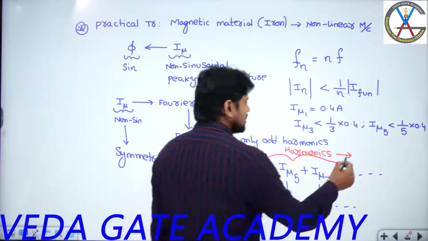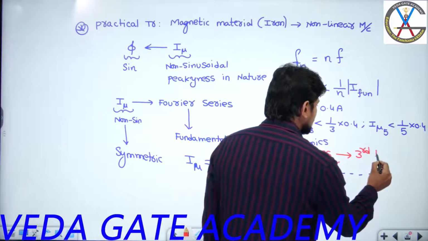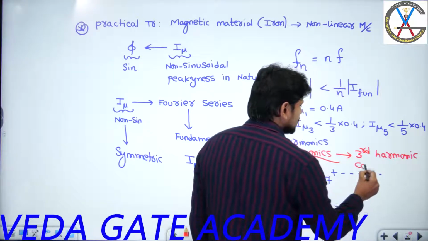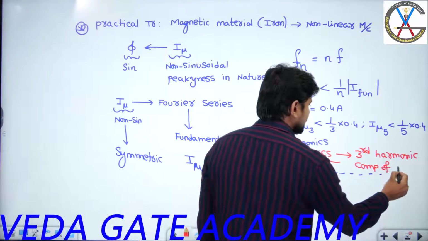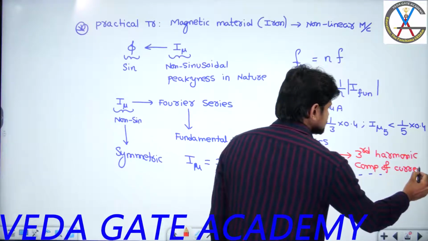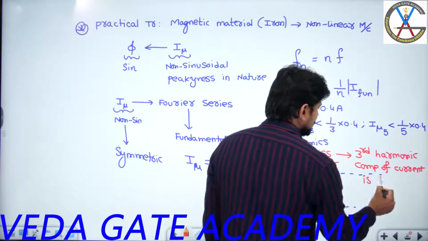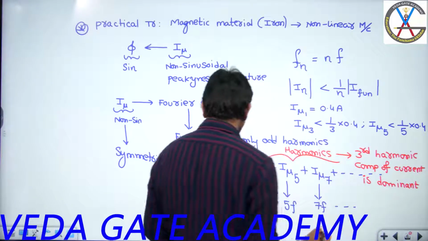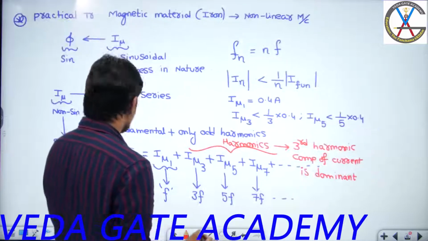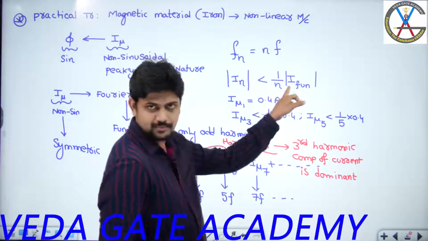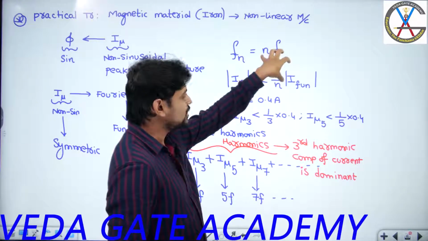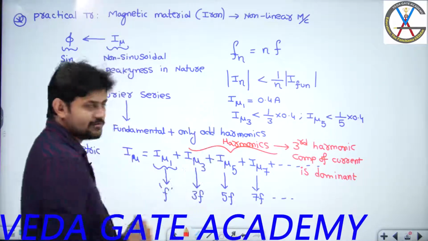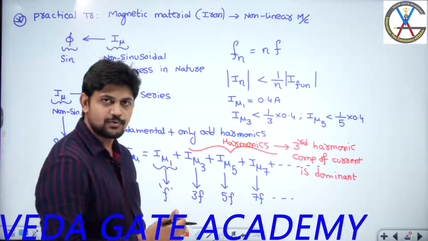So the other important point is that the third harmonic component of current is dominant. These are the points you have to remember, guys. Here I have not given the proof of this particular formula as well as this one. We will try to understand the proofs of these formulas during rotating machines. Don't worry, here I have directly given these things.